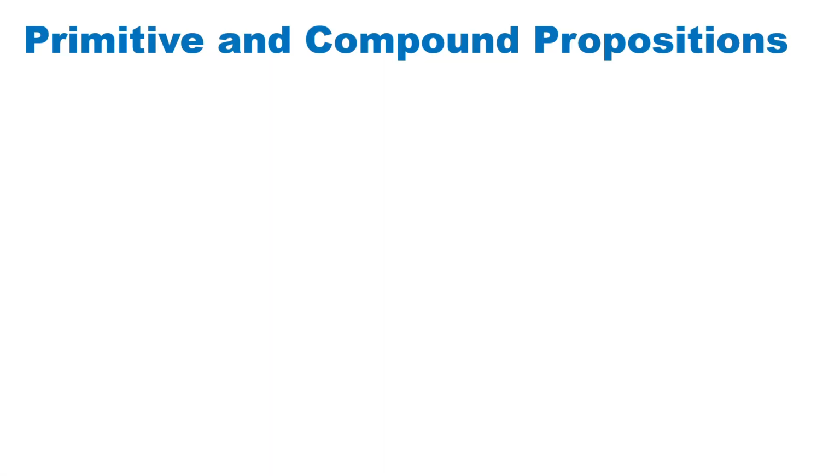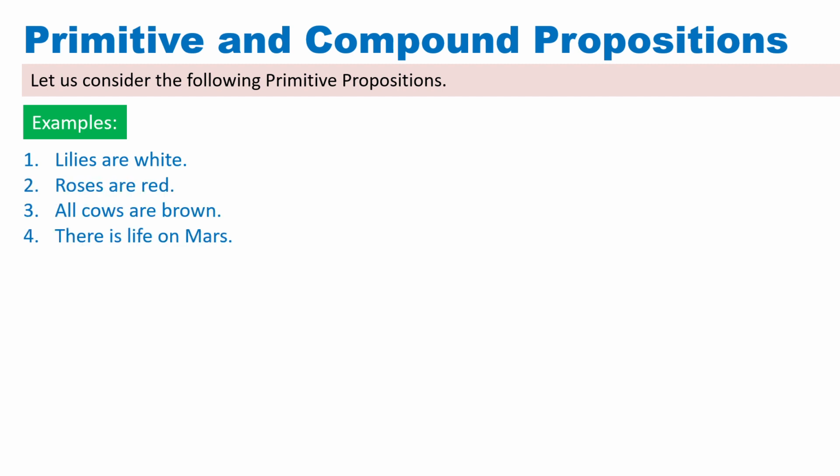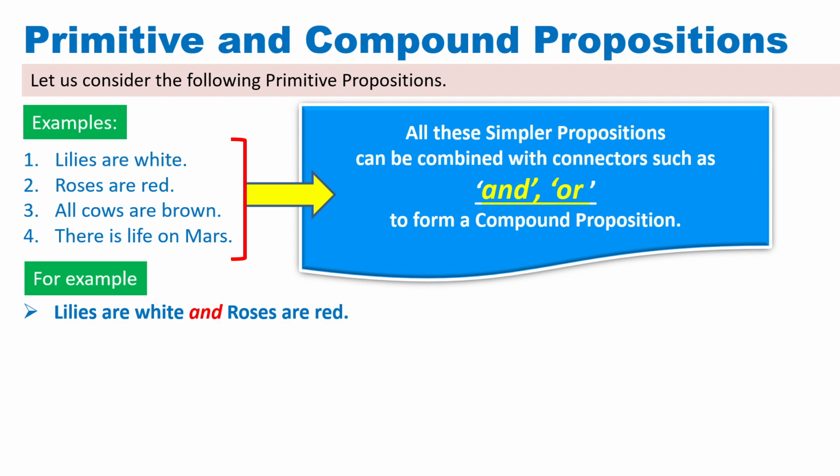Now, let us try to understand how compound propositions can be formed. Let's consider the following primitive propositions. Lilies are white, roses are red, all cows are brown, there is life on Mars. Now, all these simpler propositions can be combined with connectors such as and, comma, or to form a compound proposition. Let's look at a few examples. Lilies are white and roses are red. Lilies are white or roses are red.